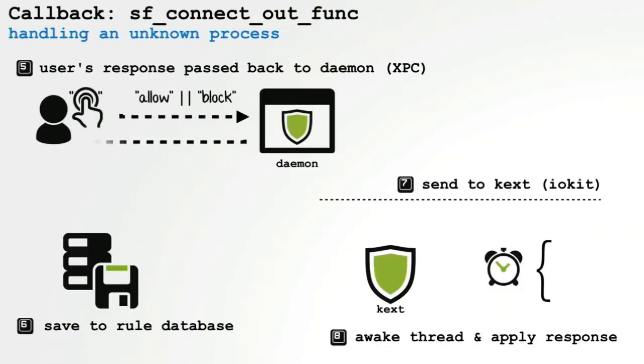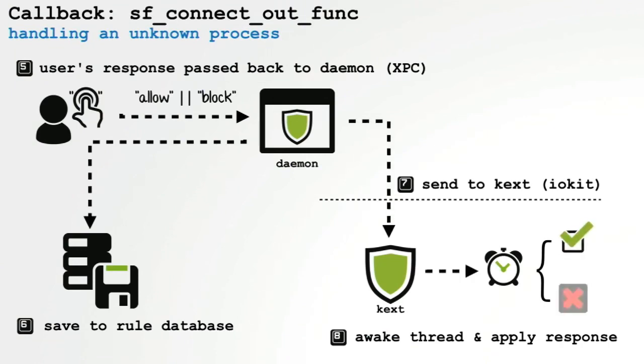So the user now has to basically answer the question: should they allow this connection? What we do is wait until they interact with this alert. Once they've clicked either allow or block, this response is first sent back to the daemon. The daemon then updates the rule database and propagates this response back into the kernel via an IOKit interface. The kernel extension wakes up the thread that it had previously put to sleep and then applies the action that the user specified, either allowing or blocking the connection.